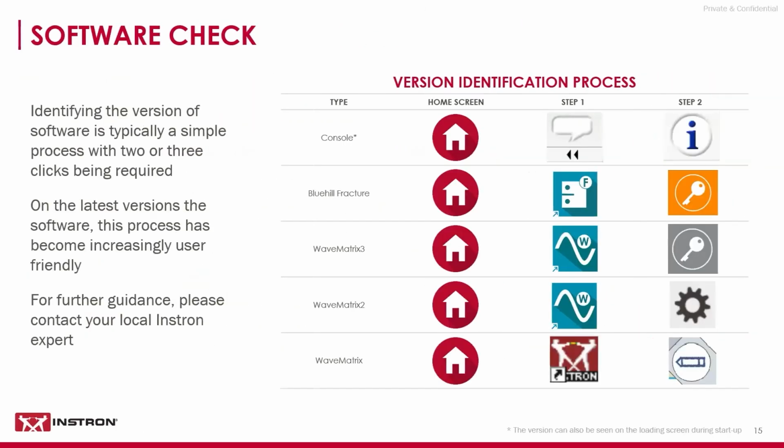So how do you check your software? So it's relatively simple. In every instance, you normally go to the home screen. For Bluehill Fracture in particular, you go to the home screen. You click on the Bluehill Fracture icon, as you can see described on the screen, and then you click on the yellow security key button section. And ultimately, within there, you will be able to find information on the version that you have, so that you can check your system. Okay. Again, if you're challenged with any of this, please do get in contact with us. That's absolutely fine. We're more than happy to help.